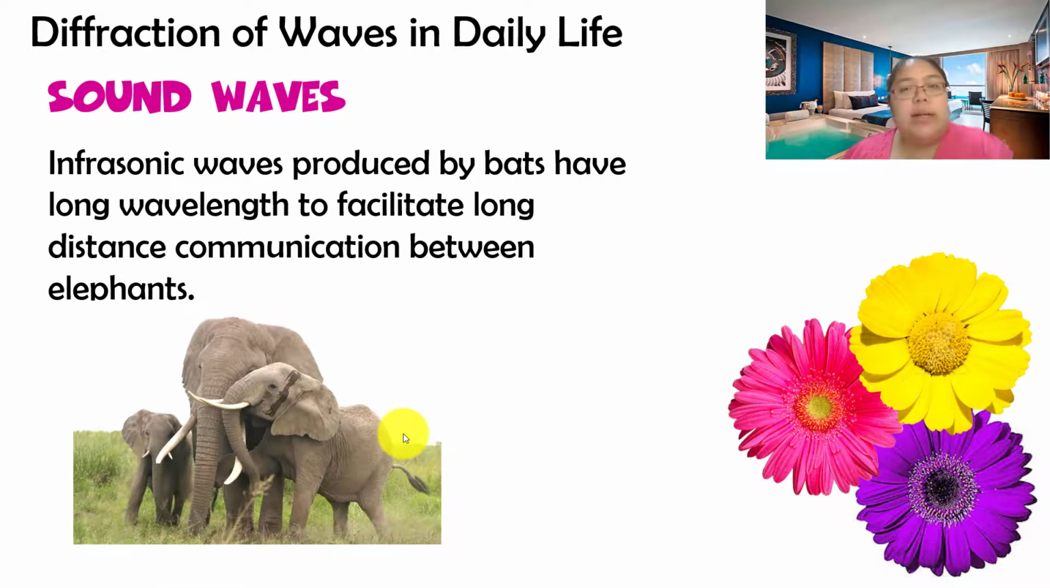Okay, and the last one is the sound wave, the infrasonic wave. We are talking about elephants. They use the infrasonic wave, which is produced by the elephant. It has a long wavelength, which means it is diffracted more. So what is the function of this long wavelength? It facilitates long distance, so it travels a long distance. That means they can communicate with other elephants. So this is a benefit of using sound waves for communication between elephants.